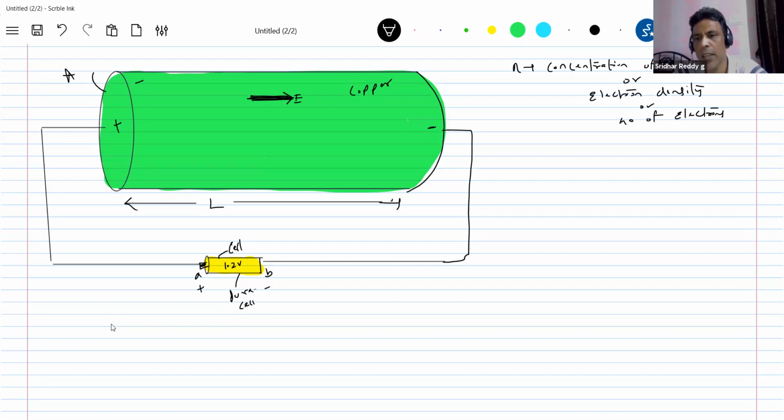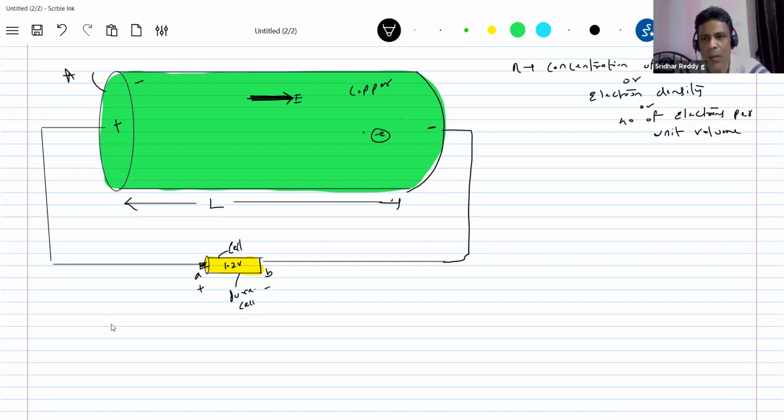And different books, they give the number of electrons per unit volume. Okay, now this particular electron, in what direction will the electron experience a force? The electron will experience a force towards the left. What is the state of the electron inside the conductor?